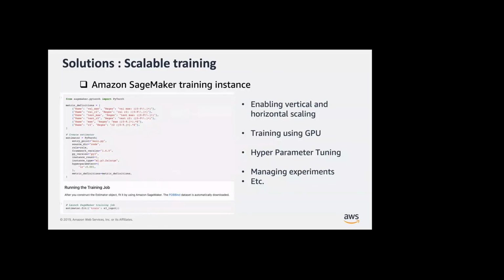The other thing is that it's a scalable solution. We modified the code so that our solution is compatible with the Amazon SageMaker training instance. It enabled vertical and horizontal scaling. Amazon SageMaker training instances support various types of GPU instances. You can also run hyperparameter tuning to come up with the best set of hyperparameters, and SageMaker also makes it easier for you to manage experiments.